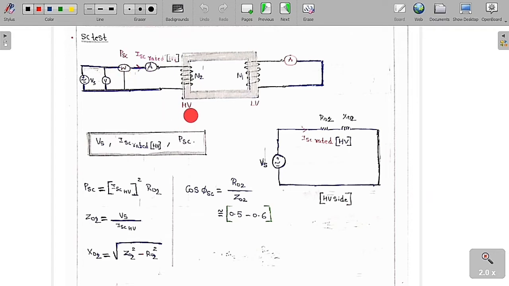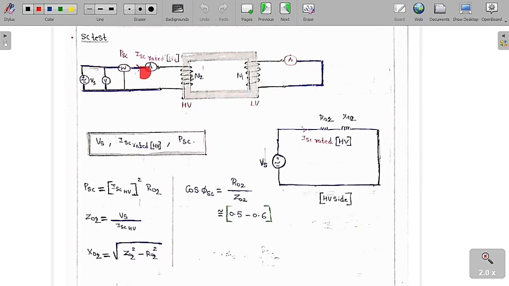For the HV winding, the rated current is very less when compared to the LV winding. So we try to give a small amount of rated current, but not high. That is the reason we give the supply to the HV and we short circuit the LV. This is the thing that you always have to remember.